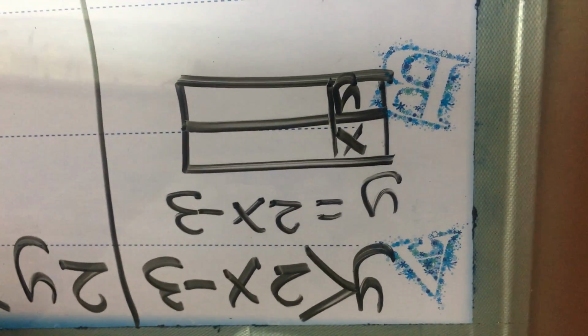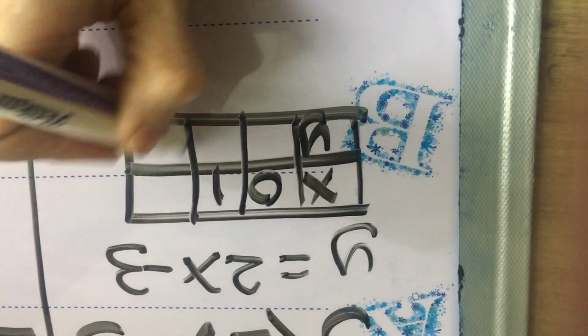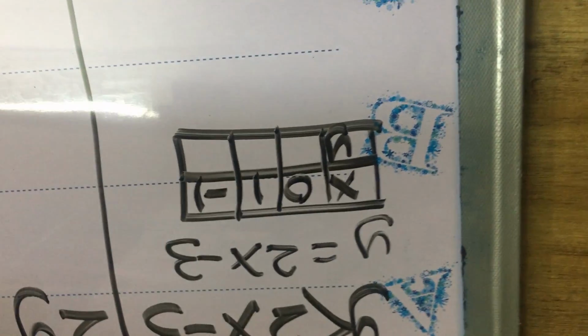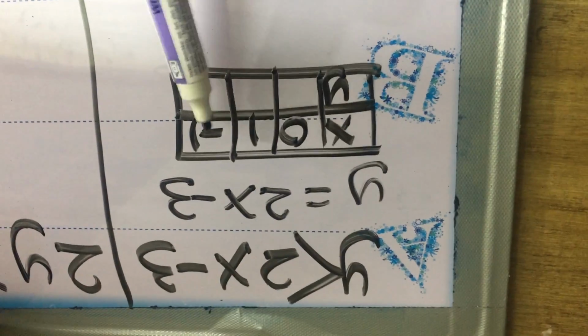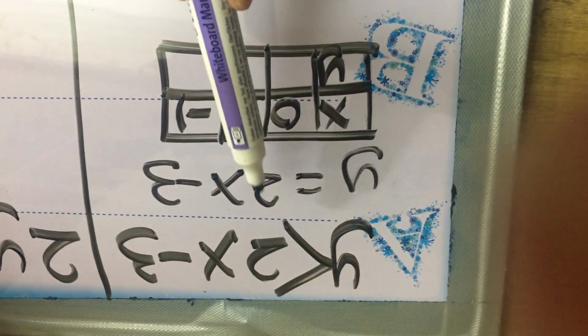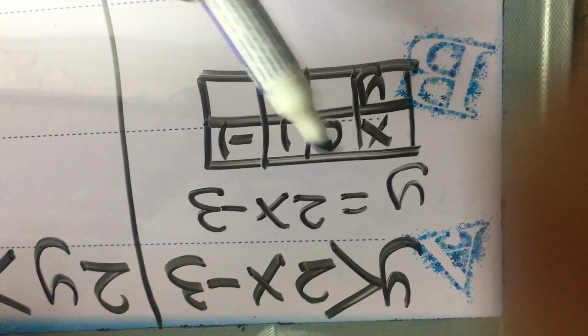For a line, it's better to always use 3 points: 0, 1, negative 1. Of course, you can use any other x values, but since we don't have fractions, we can use these as it's easier. Now let's start with 0. 2 times 0 is 0. 0 minus 3 is negative 3.